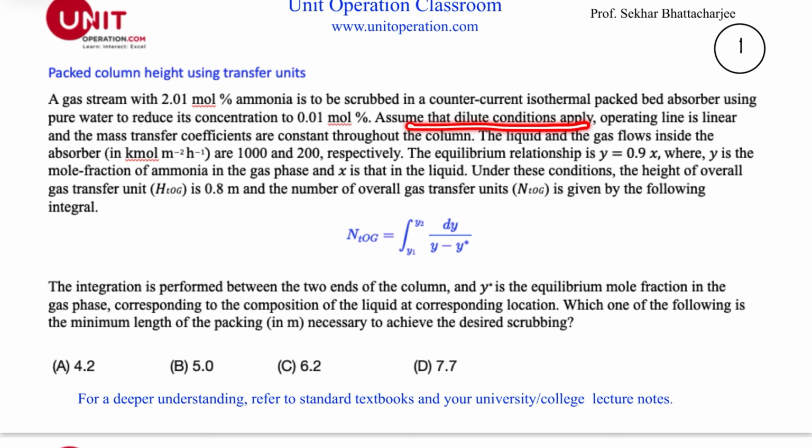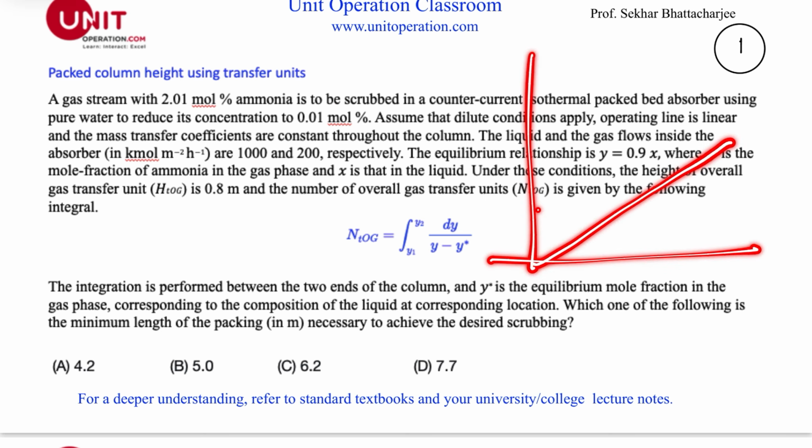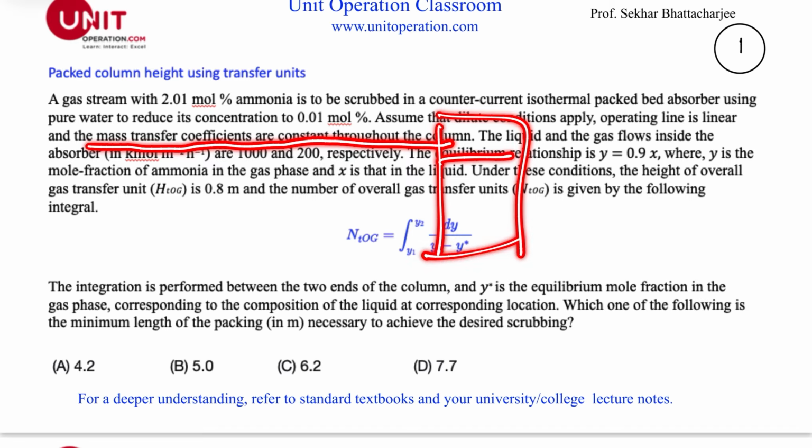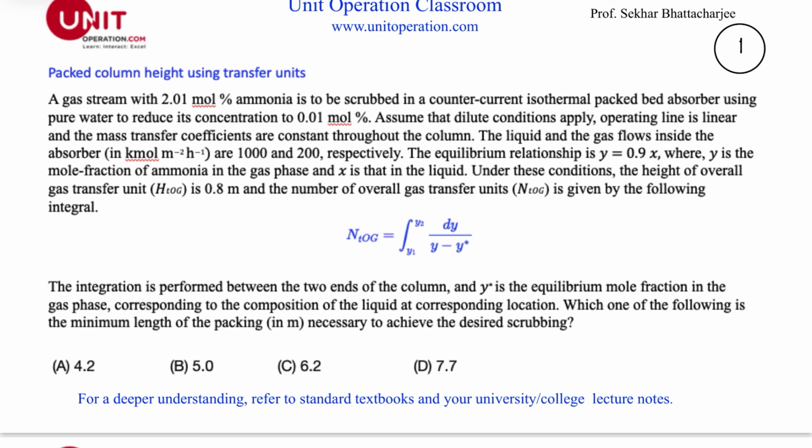Assuming dilute conditions apply, of course, since this is a low concentration, which means that the equilibrium line and the operating line would be linear, straight lines. And the mass transfer coefficients are constant throughout the column. So on the packing there is absorption of ammonia from the gas phase to the liquid phase, that means to water, and this mass transfer coefficient is assumed to be constant.